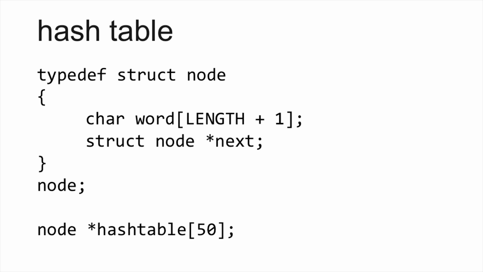You define your struct for a node, and then you create an array of nodes, the same way that you would create an array of any other variable type. Here, my hash table has 50 buckets, but depending on the hash function you decide on, it could be a different number. Now that we've created our dictionary as a hash table, it's time to populate the hash table with nodes containing words found in the dictionary. How do we do this?